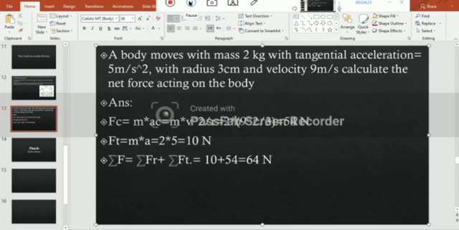Then we will calculate the tangential force, which is mass times the tangential acceleration. We have the tangential acceleration directly in the problem, which is 5 meters per second squared, and we have the mass of 2 kg. So we multiply 2 times 5 to get 10 Newton, which is the tangential force. Then to get the net force, we add the centripetal force to the tangential force, which gives us 10 plus 54, which is 64 Newton.